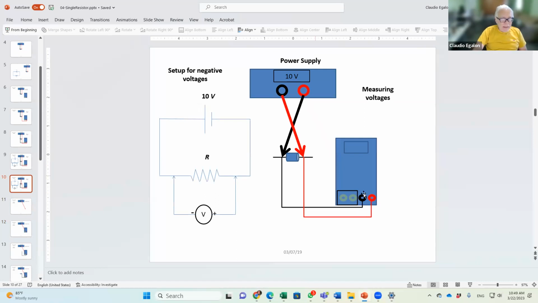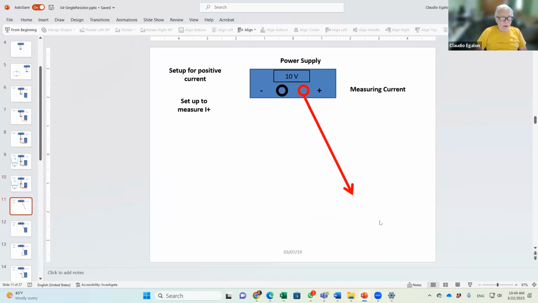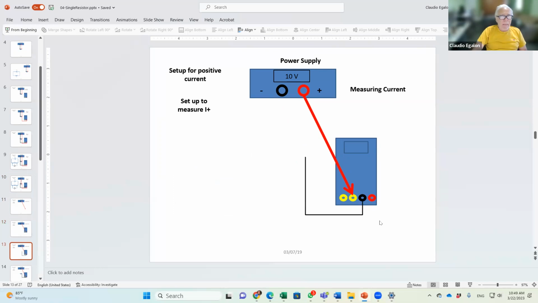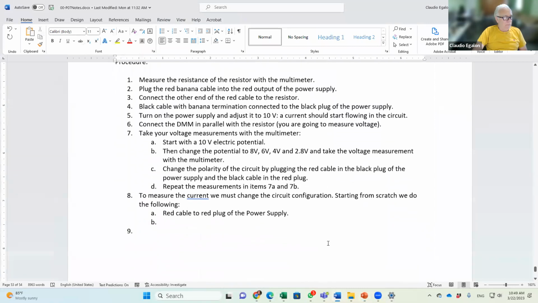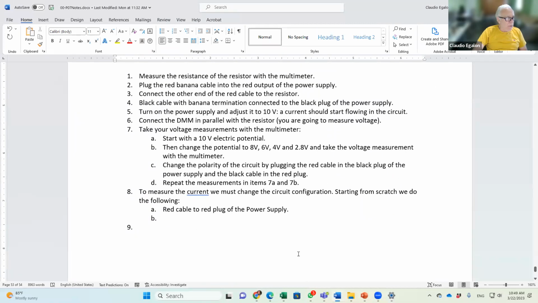So going back here, you go. We see that we connect the red, but you don't connect the yellow because we're not measuring the current. The yellow plug here in the multimeter is to measure current. So after doing that, we get the black cable connected to the black plug of the multimeter. Red cable to red plug.